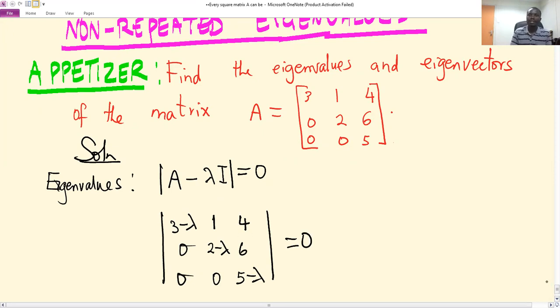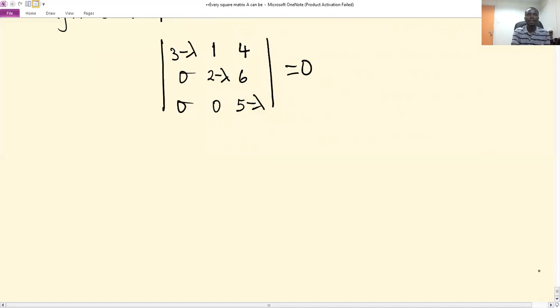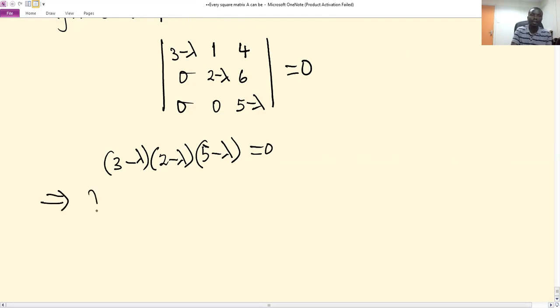Now, this being a triangular matrix, to get the determinant, we simply multiply elements along the main diagonal. So it will be 3 minus lambda times 2 minus lambda times 5 minus lambda equals 0. Which means lambda 1 equals 2, lambda 2 equals 3, and lambda 3 equals 5. And actually, this is generally true that for any given triangular matrix, eigenvalues are simply the elements along the main diagonal.